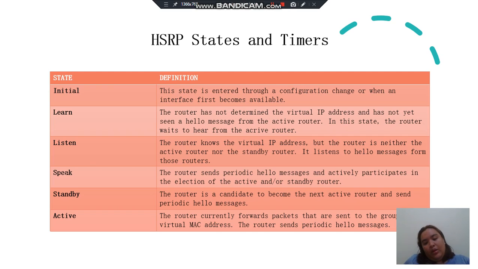Speak: the router sends periodic hello messages and actively participates in the election of the active and standby routers. Standby: it is a candidate to become the next active router and sends periodic hello messages. And lastly, active: the router currently forwards packets that are sent to the group virtual MAC address, and the router sends periodic hello messages.